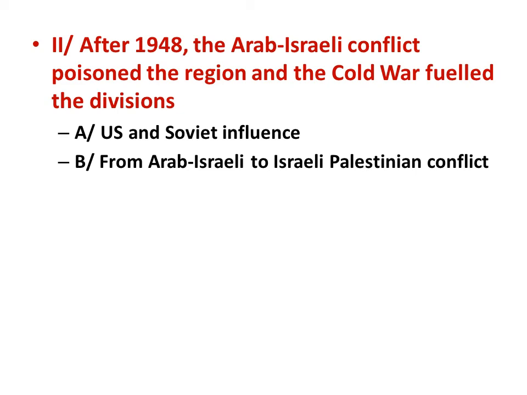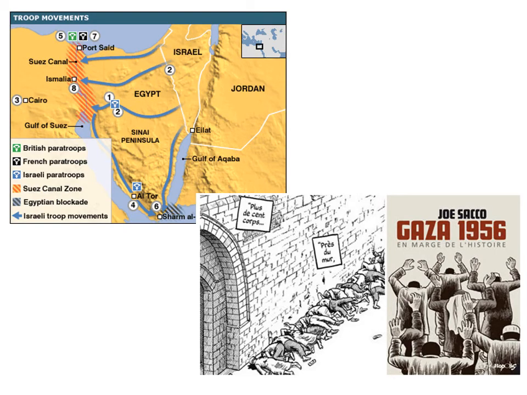In part B, I'll examine in detail the Arab-Israeli conflict and how it turned into the Israeli-Palestinian conflict at the end of, at the beginning of the 70s, in fact. In part B, we can speak about three wars. The 1956 Suez Crisis was also an Arab-Israeli war, so the second Arab-Israeli war.